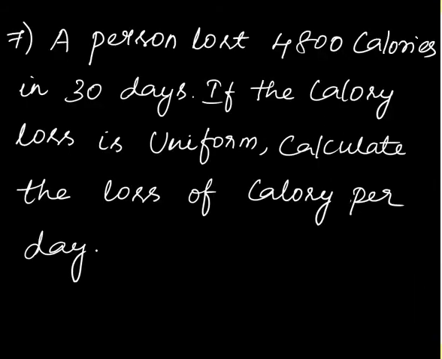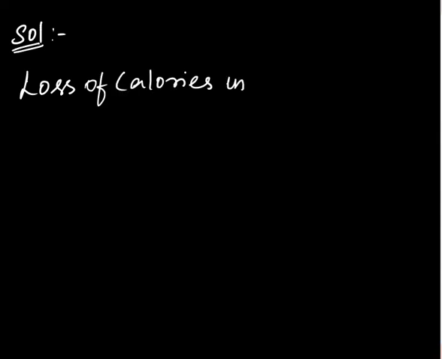A person lost 4,800 calories in 30 days. If the calorie loss is uniform, calculate the loss of calorie per day. It's a word problem, so we need to write statements. Loss of calories in 30 days is 4,800.